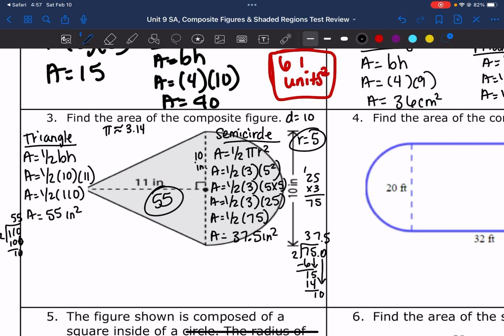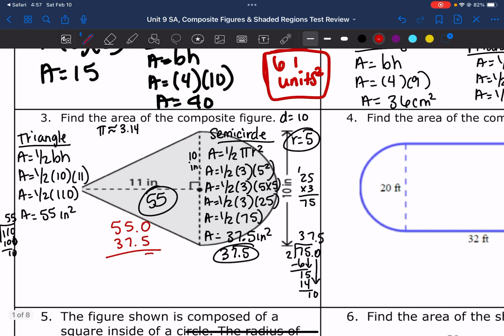Okay. That means that the semicircle is 37.5. Now, what we do with these two is we add them. So 55.0 plus 37.5.